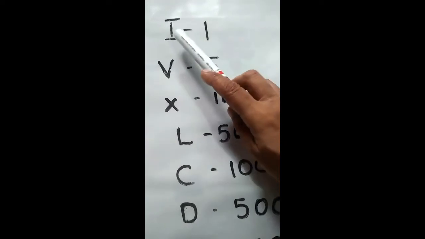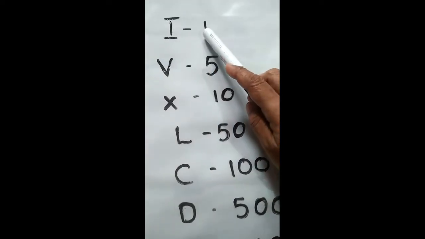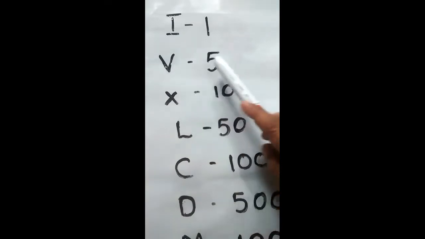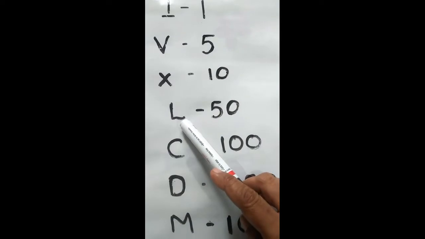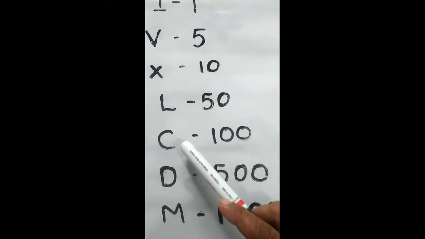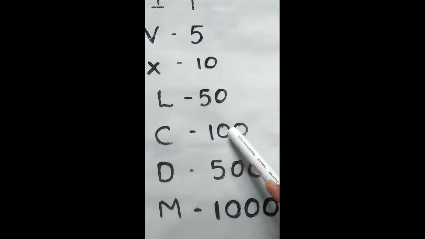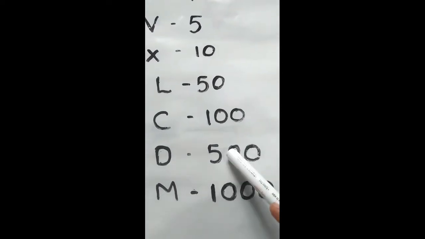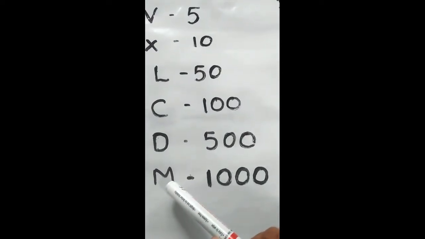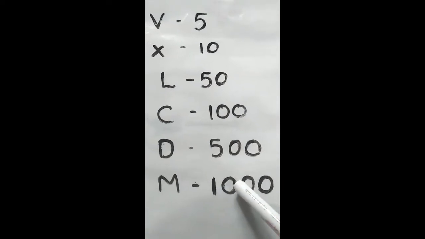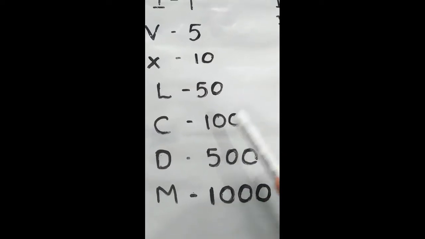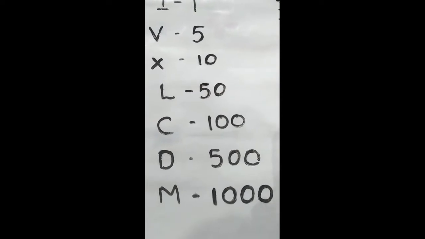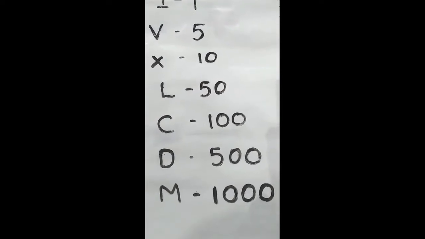First, we will use I for 1, then V for 5, X for 10, L for 50, C for 100, D for 500, and M is for 1000. These are the symbols used for the Roman number system. There is no numeral for 0 in the Roman number system.